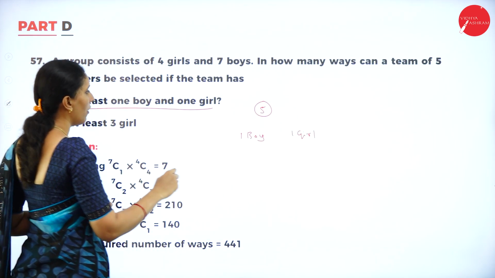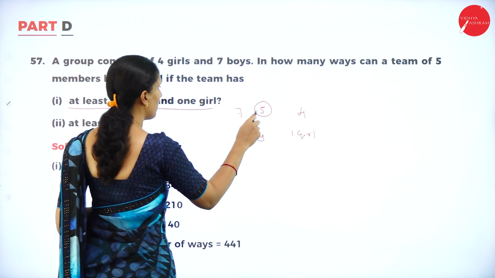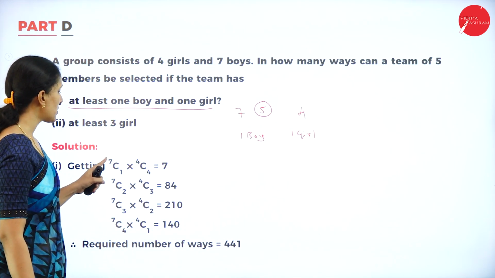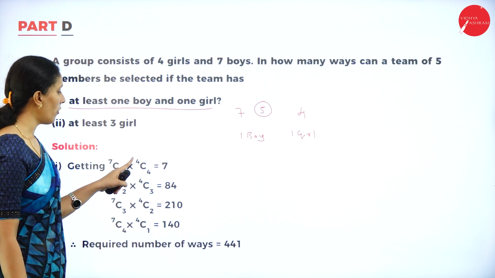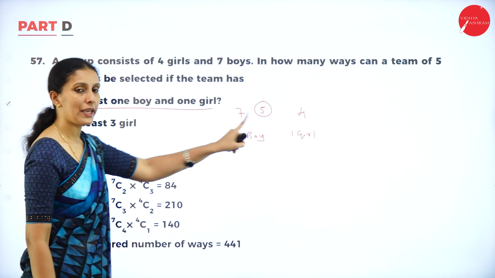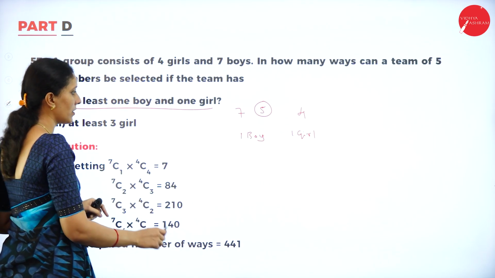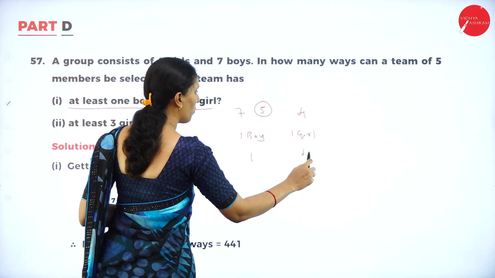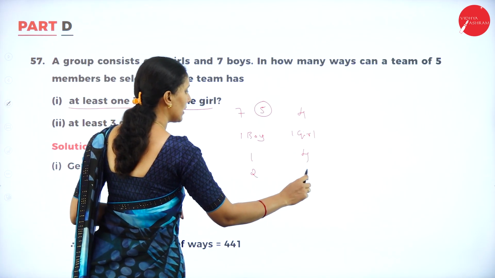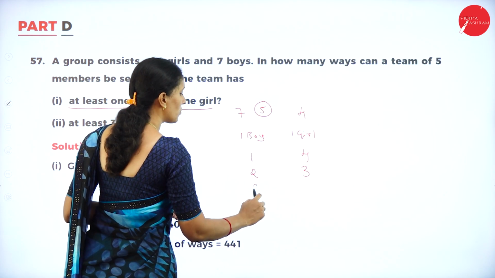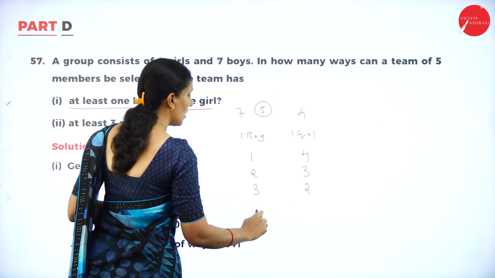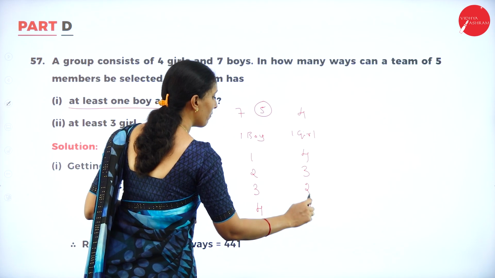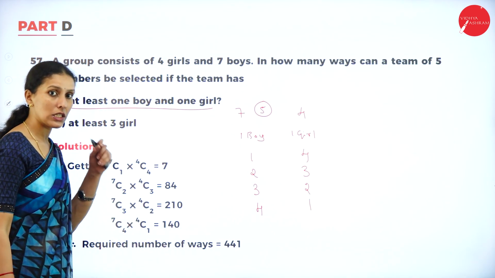So in total I have 4 girls and 7 boys. If I choose 1 boy from 7, obviously the other 4 must be girls. So this is the first case. If I choose 1 boy, there must be 4 girls. If I choose 2 boys, there must be 3 girls. If I choose 3 boys, there must be 2 girls. If I choose 4 boys, there must be 1 girl, because at least 1 girl is the condition.